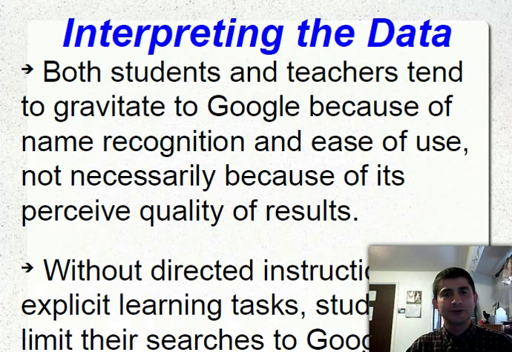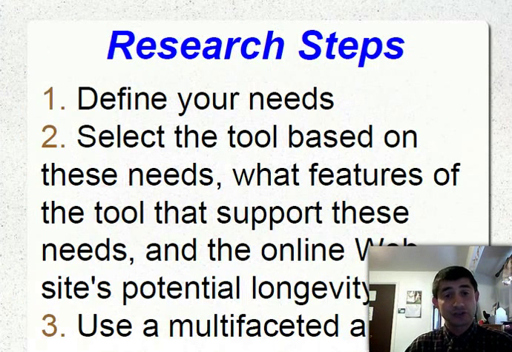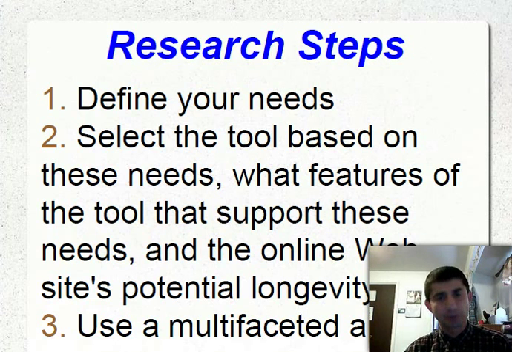You just can't go to Google and type in a search term and expect to find everything that you're looking for. And so based on this information, and as you're choosing your search tools, number one, you have to decide what your needs are. So before you use Google or any other search tool, what is your purpose? Number two, select the tool that you want to use based on your particular purpose, and also how long that search engine might be around. Some search engines come and go. And also use a multifaceted approach. In other words, don't rely on one search engine to find the information that you need.